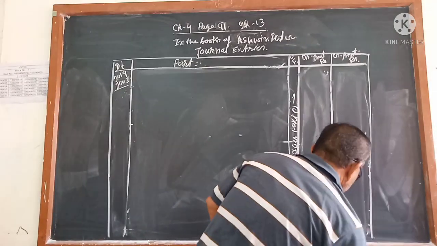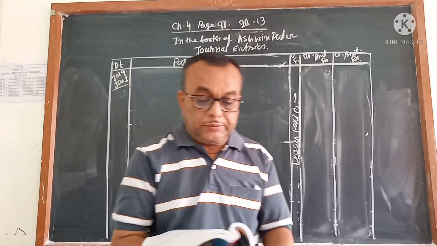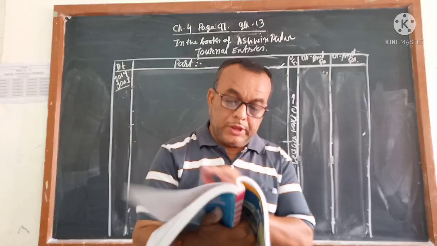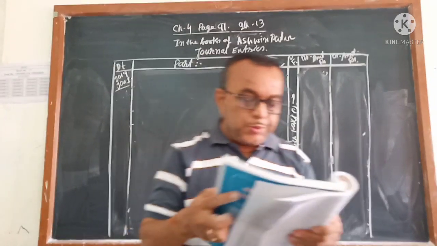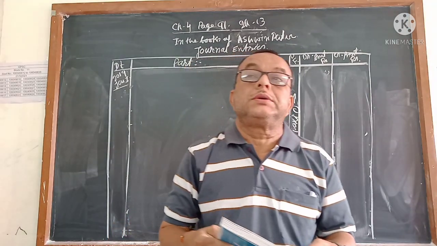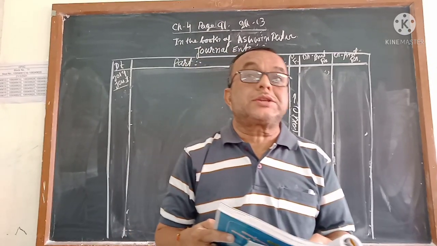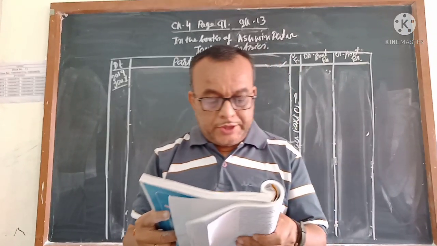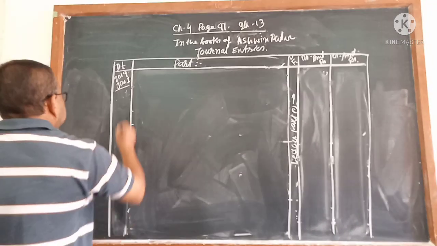Next, after 7 is coming 9. Again 9 purchase transactions. Goods of rupees 12,000 is purchased from Manoj Bhai of Mumbai. One is cash transaction and one is credit transaction. Previous one was the cash transaction. Now it is the credit transaction. So purchase account debit 12,000. That is which day? 9.